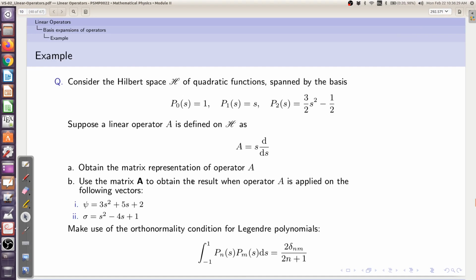So yeah, this is the example. I suggest you try the rest of the problem which I had left out. You can try this out on your own.